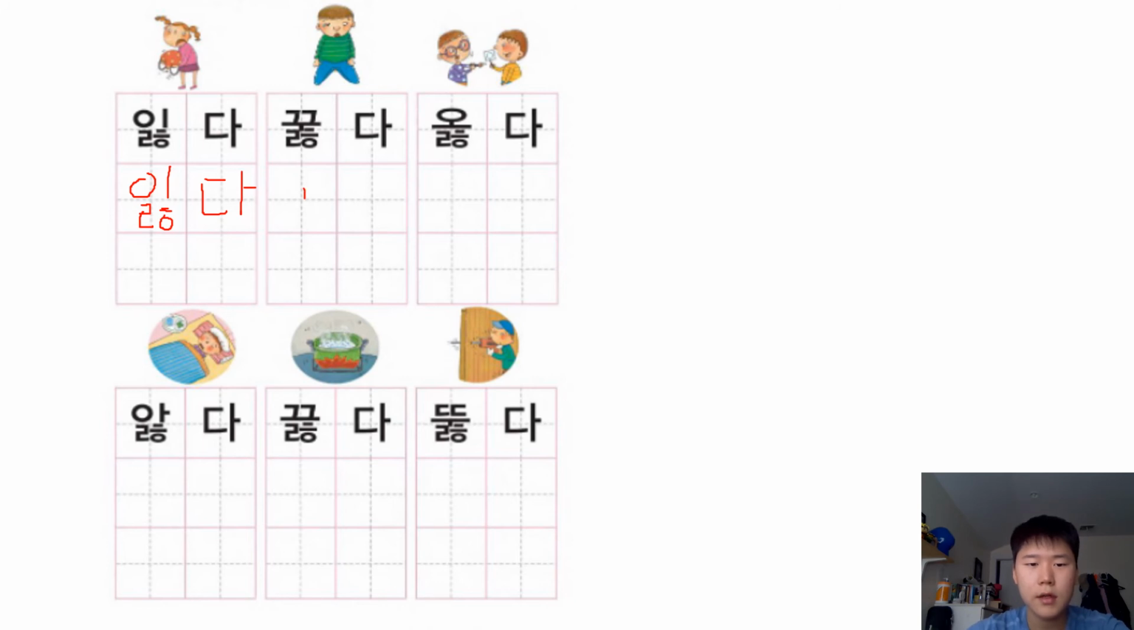꿇다, right? 꿇다 means to kneel down. So this one is with the 우 and then here. And then there's 옳다. That means it's right. This kid answered the question correctly. So this kid is holding up a circle, which means right. So let's try writing that.